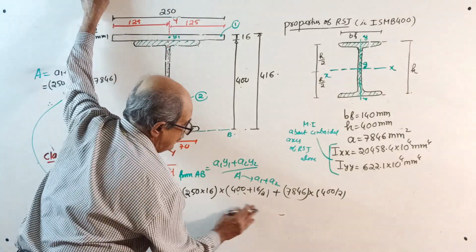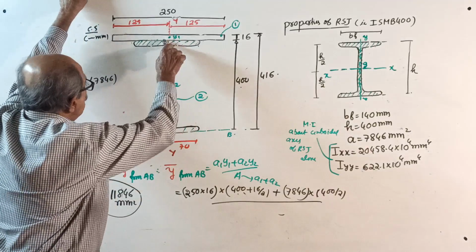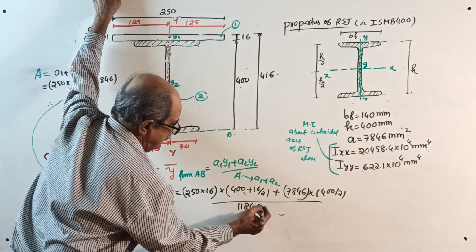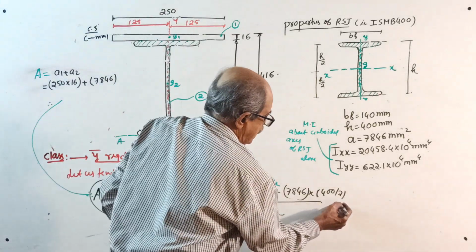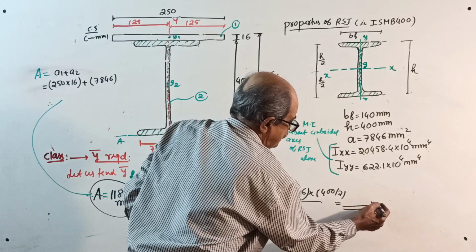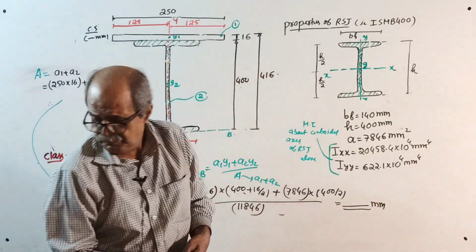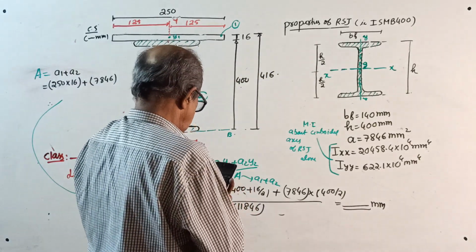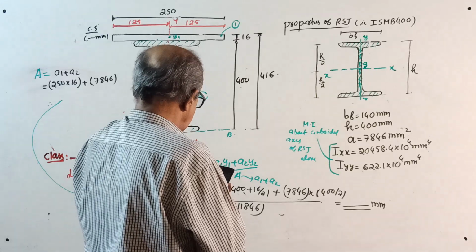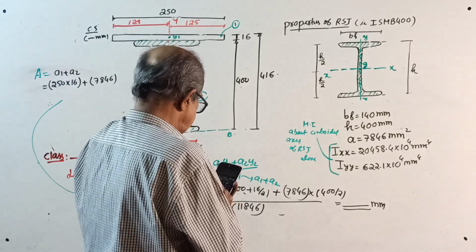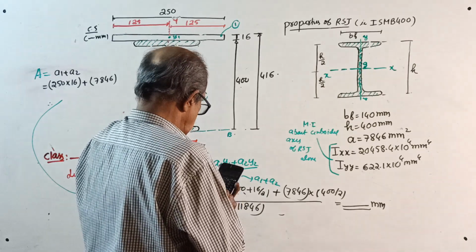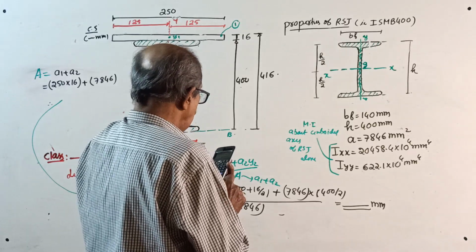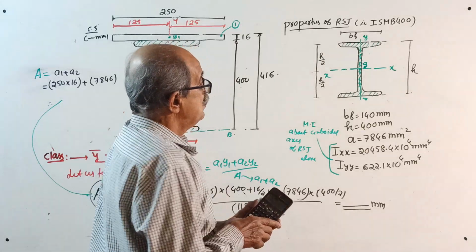Okay, this I will remove now. Divided by the total area, we got 11846 is the total area. You get y bar from the bottom, in millimeters. The answer will come: 250 into 16 into (400 plus 8), plus 7846 into 200, divided by 11846.